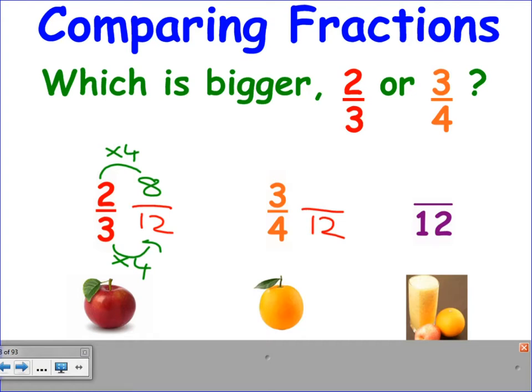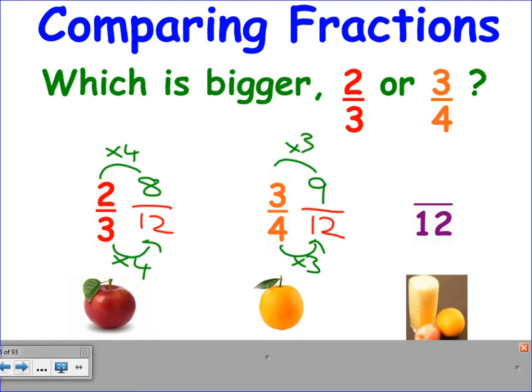Over here, we've got 4 times 3 gives me my 12 there. Our equivalence, not changing our fraction, says we multiply this by 3. So I end up with 9 over 12. So now I can compare like with like, 8 over 12 versus 9 over 12. Does that make sense?